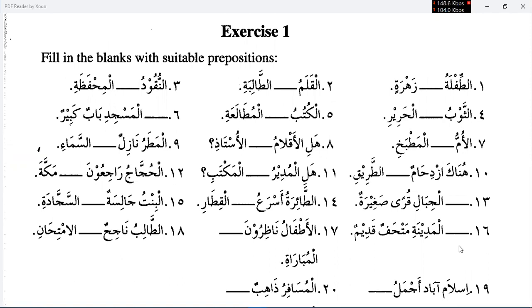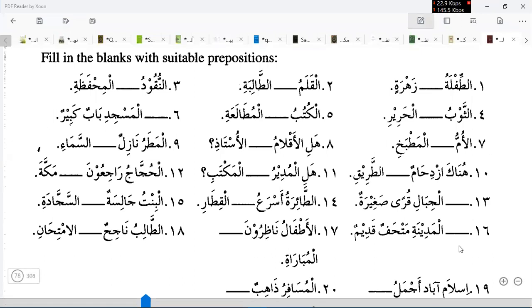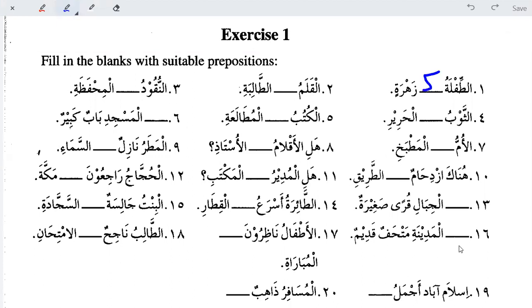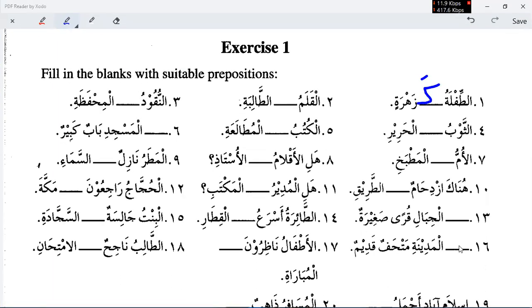At-tiflatu mislu Zahra. The word mislu is not a harf jar. Or ma'a? The word ma'a is not a harf jar. We need a harf jar here. Ka. At-tiflatu ka Zahra, okay? The child is like the flower, the baby girl is like the flower. Next.